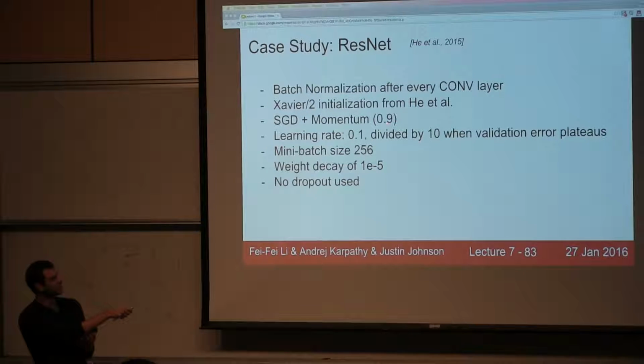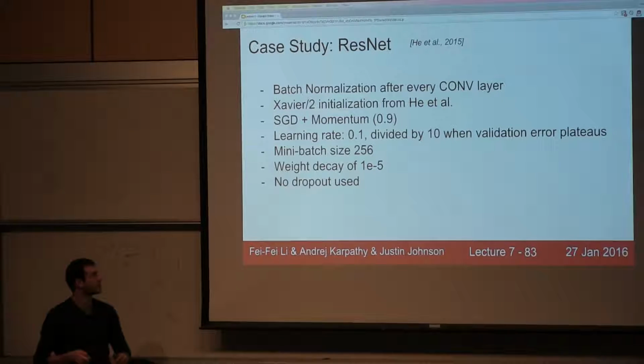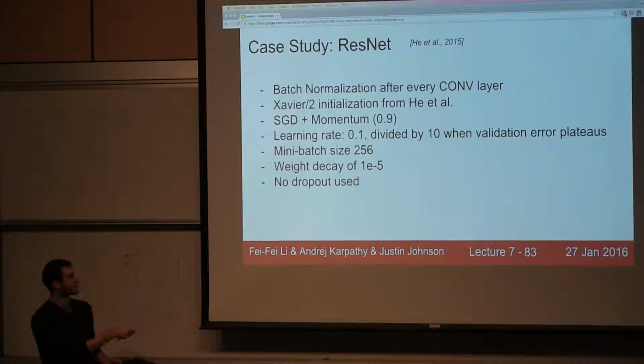They use SGD with momentum of 0.9. Learning rate is 0.1. You'll recall AlexNet uses an initial learning rate of 0.01. The reason you can get away with a slightly higher learning rate, I assume, is because of the batch norm layers. They usually allow you to do that. So a bit of a bigger learning rate, and then divide by 10 anytime the validation error plateaus. Mini batches of size 256, weight decay of 1e-5. So these are relatively standard.